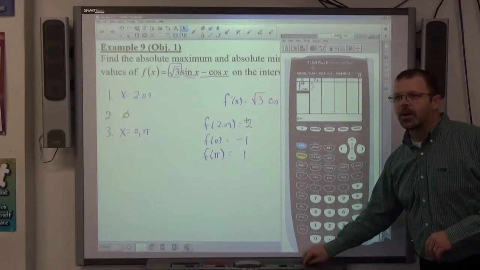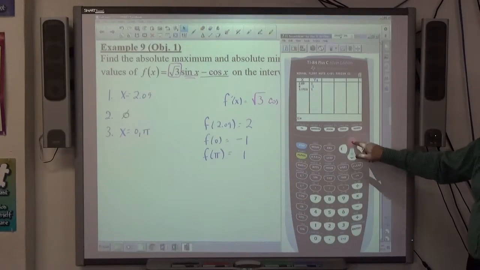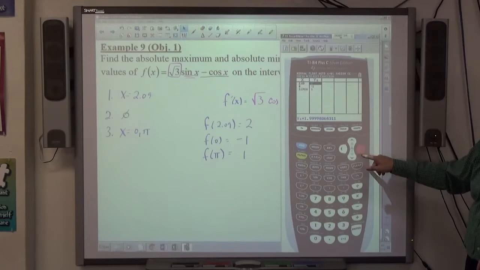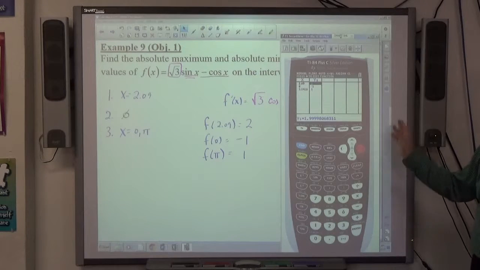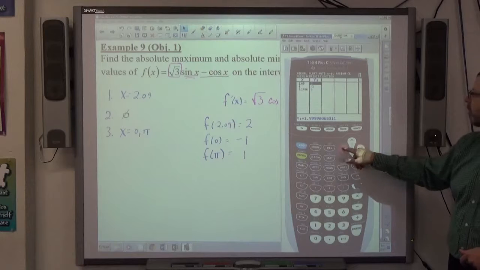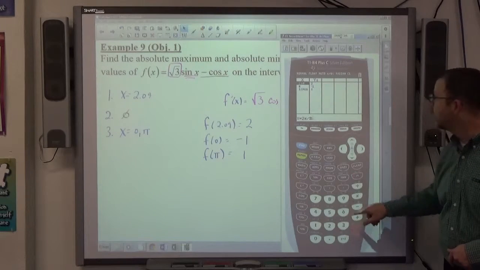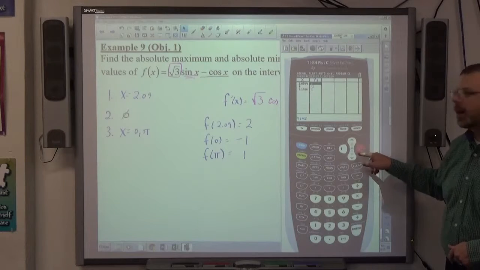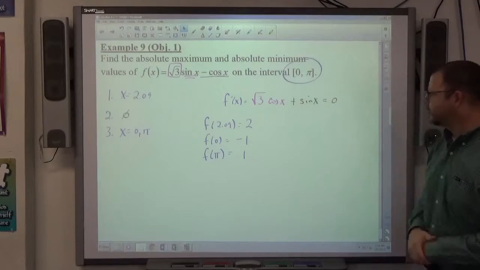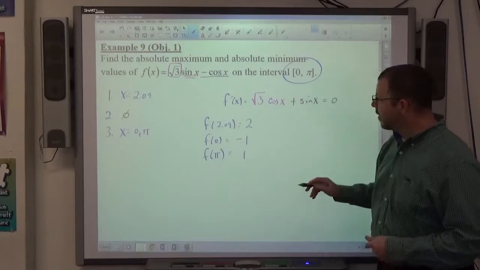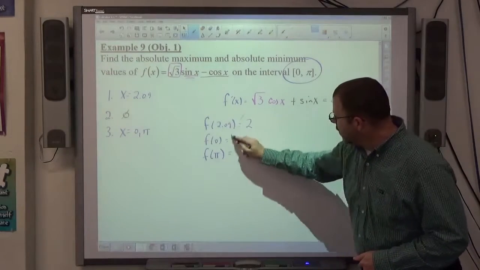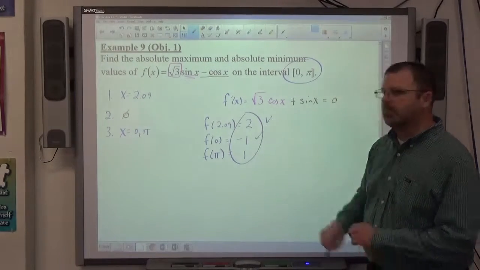We get 2, negative 1, 1. Friendly answers. All right, so 2, negative 1, 1. Is it really 2? 1.9999. Yeah, close enough. I bet you if I put 2 pi over 3, it'll be exactly 2. 2 pi divided by 3. Yeah, exactly. Okay. Anyway, that's neither here nor there. So looking at the three results, that's the biggest, that's the smallest. Those are the two that matter.